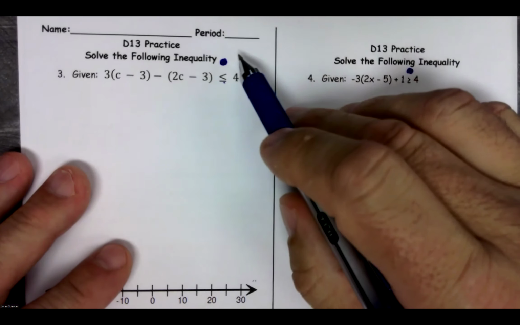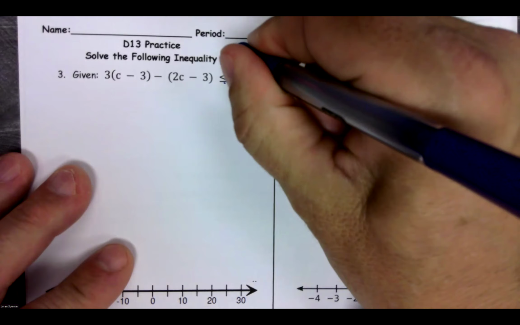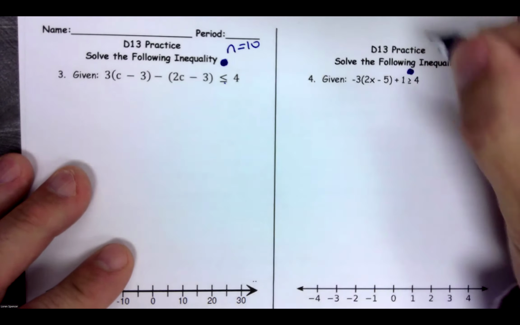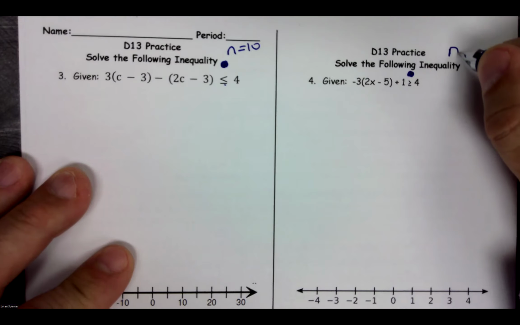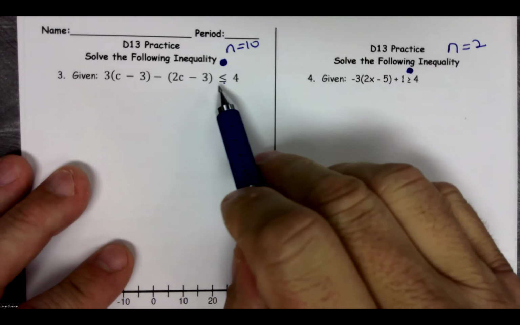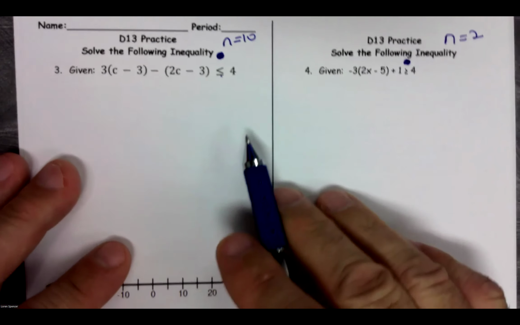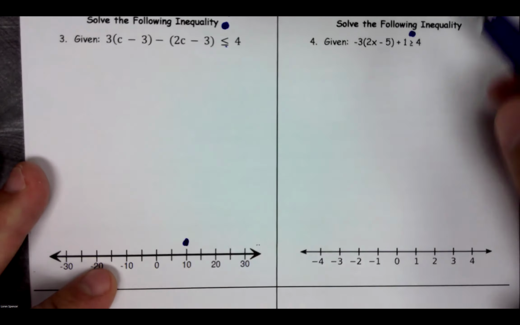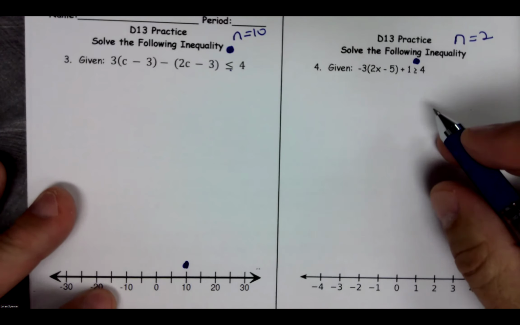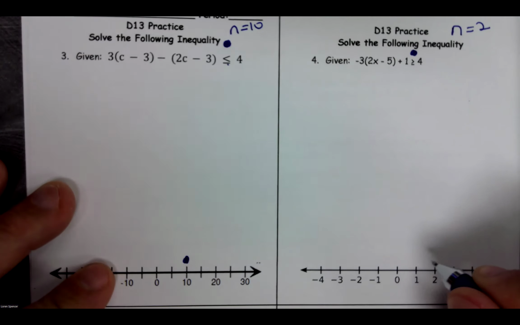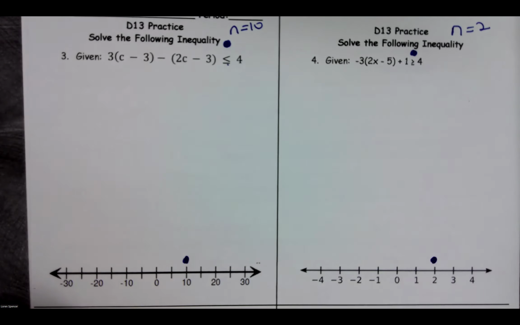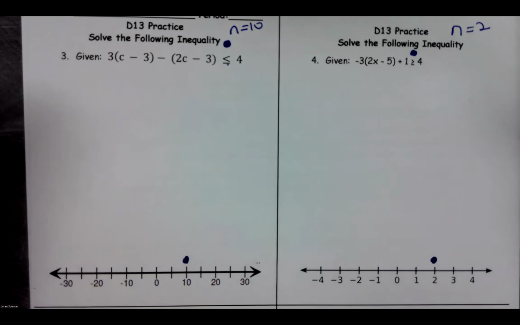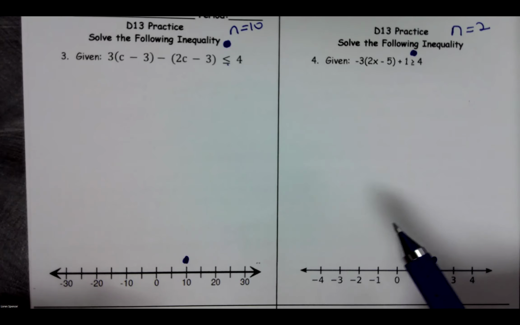So when I plugged it into Desmos, I got n equals 10, and over here, I got n equals 2. Well, while I can't plug this directly into Desmos, I know that I'm going to have a solid dot at 10, and I also know I'm going to have a solid dot at 2. So I'm going to go ahead and put those points, because this I know. But I don't know the direction to draw it. So now I need to solve the same problem to figure out the direction.